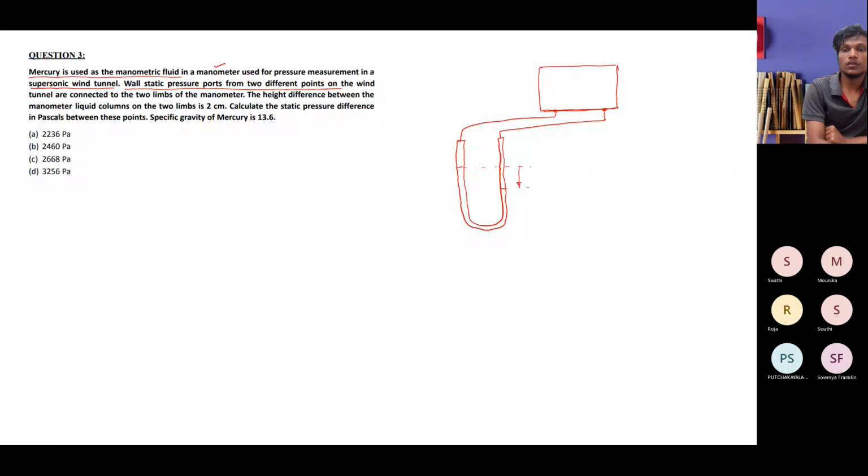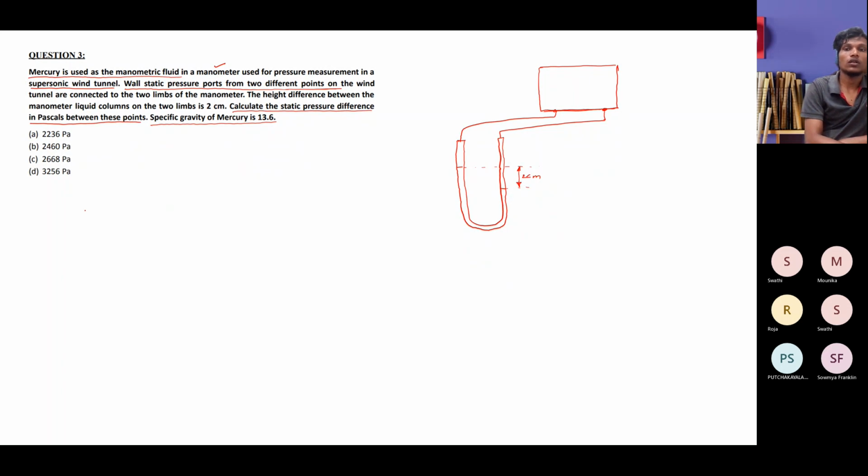So this particular difference is around 2 centimeters, which is huge. When the manometer liquid is mercury, 2 centimeters of difference is relatively huge. When we compare with water, you would get a very high difference because of the specific gravity or density differences. We know from the standards that the specific gravity of mercury is 13.6, and you can use the water density to convert it into the density. The question is, calculate the static pressure difference in pascals between these two points.